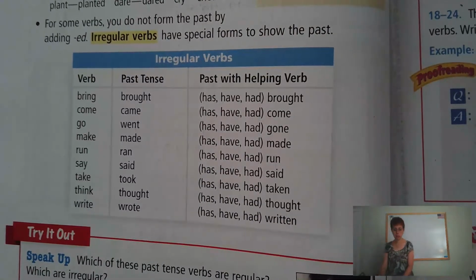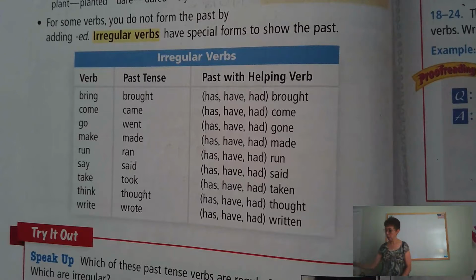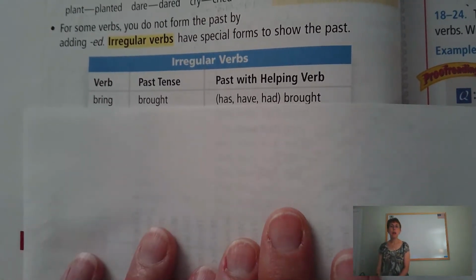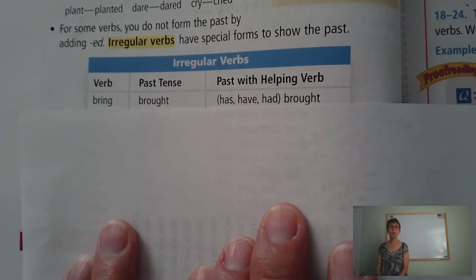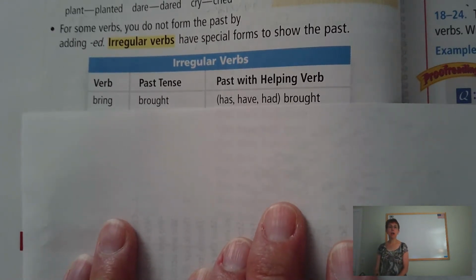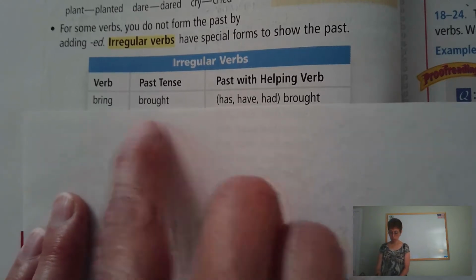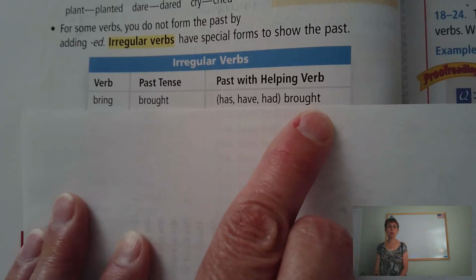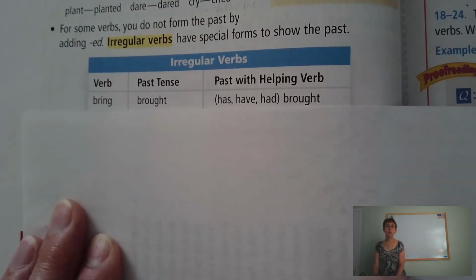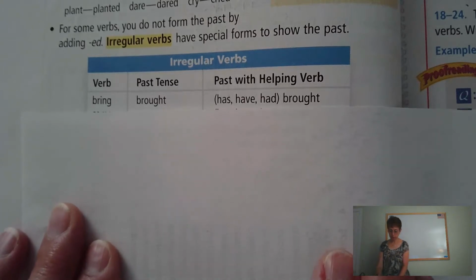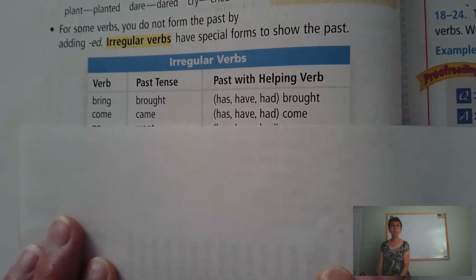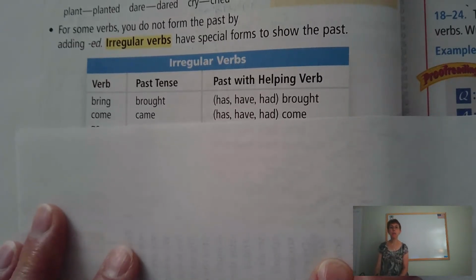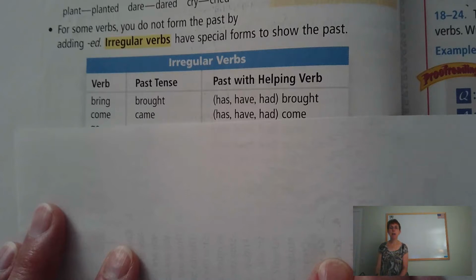Examples that were given here is we have bring, brought, and then when we're using a helping verb, it's either going to be has, have, or had brought. Now in this case, bring becomes brought in the past, and it's brought even when we're using a helping verb. Okay? Sometimes it will be the same, sometimes it will not. Let's continue. Come becomes came in the past, but remember when using a helping verb, it's has, have, had, come.